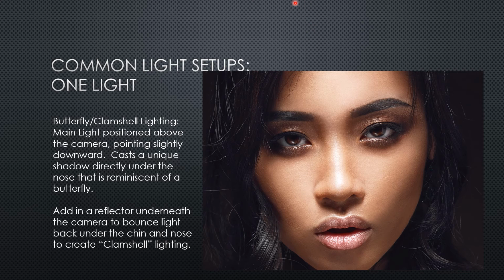The edge definition of the shadow can be modified using a larger or smaller light source. Using a large softbox, the shadow will be nearly imperceptible. Use a very narrow spotlight, and the shadow will have sharply defined edges.